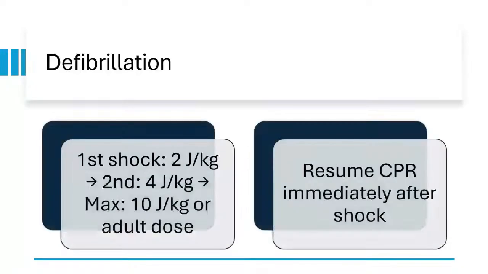Defibrillation, does anybody know the joule dosage for the first shock? Yeah, how about for the second? Okay, what's the max dose? Yeah, very good. So 2 joules per kilogram on the first shock. The second can be 4 joules per kilogram, and then the max, or adult dose, is 10 joules per kilogram. So we want to make sure that we're quick to get back on the chest immediately after shocking.